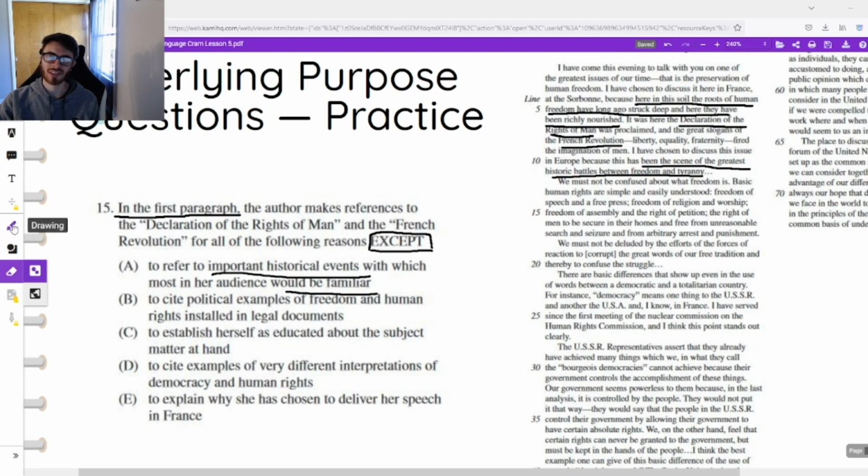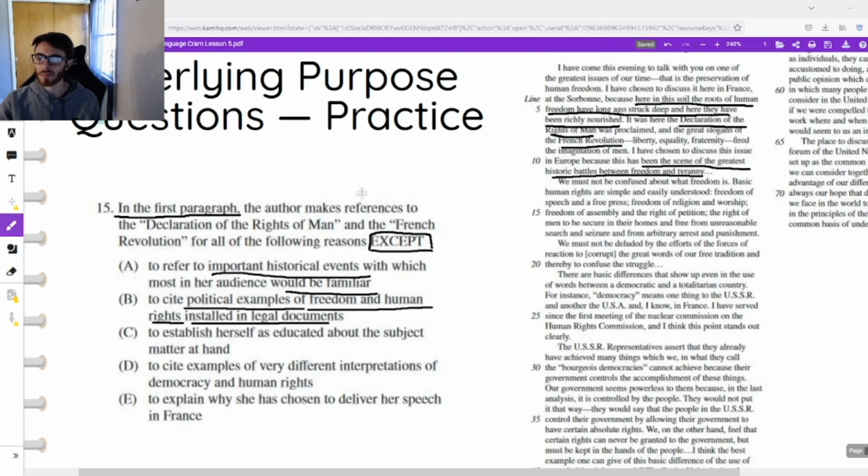Maybe we'll hold on to it for now, because it's not great, but I think it's probably not going to be the correct answer here. B, the author makes references to the Declaration of the Rights of Man and the French Revolution to cite political examples of freedom and human rights instilled in legal documents. Again, yeah, they are political examples of freedom and human rights. They are installed in legal documents. So again, the main purpose is about examples of freedom. It doesn't necessarily have to be things that are in legal documents, but it works, right?